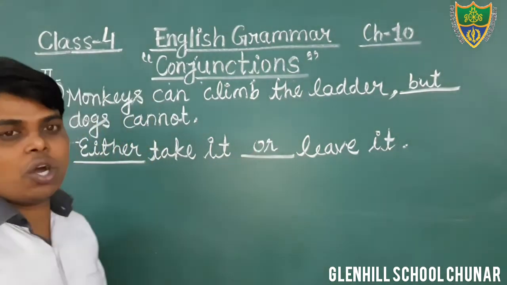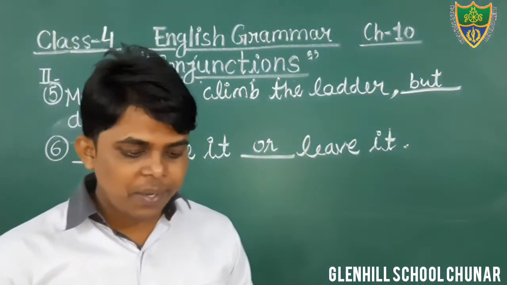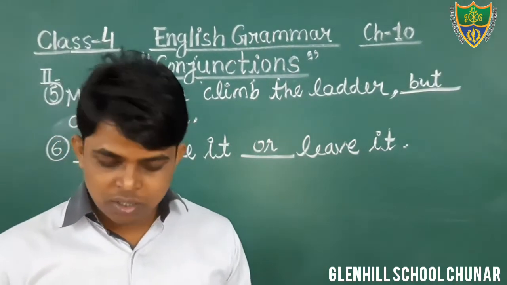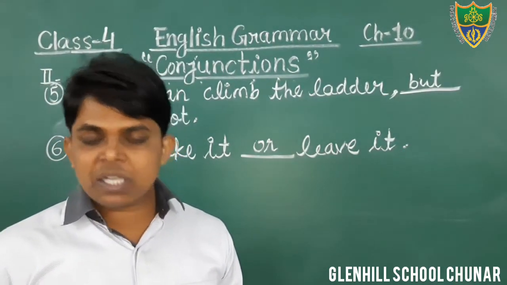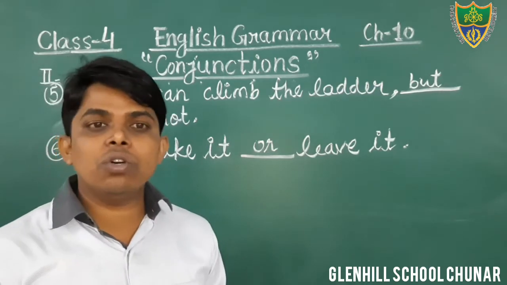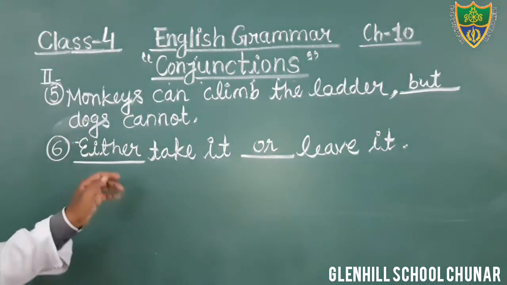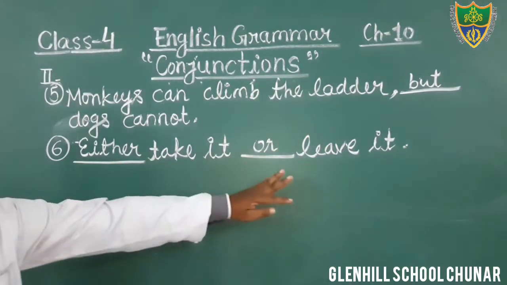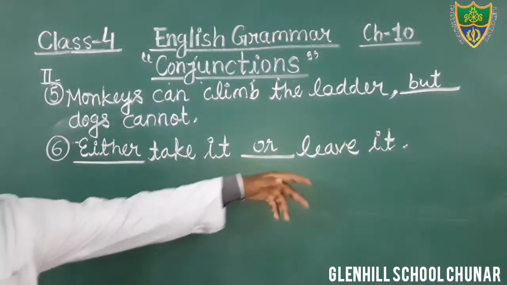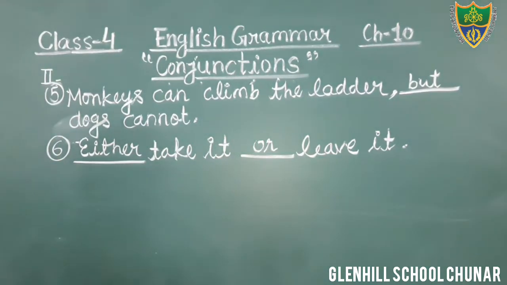Okay? Distance, you all have seen the examples: either or, neither nor. Okay? Not only but also. These are also conjunctions. Okay? So we will fill here in question number 6, either or. Either take it or leave it. Okay? Come to the next question.